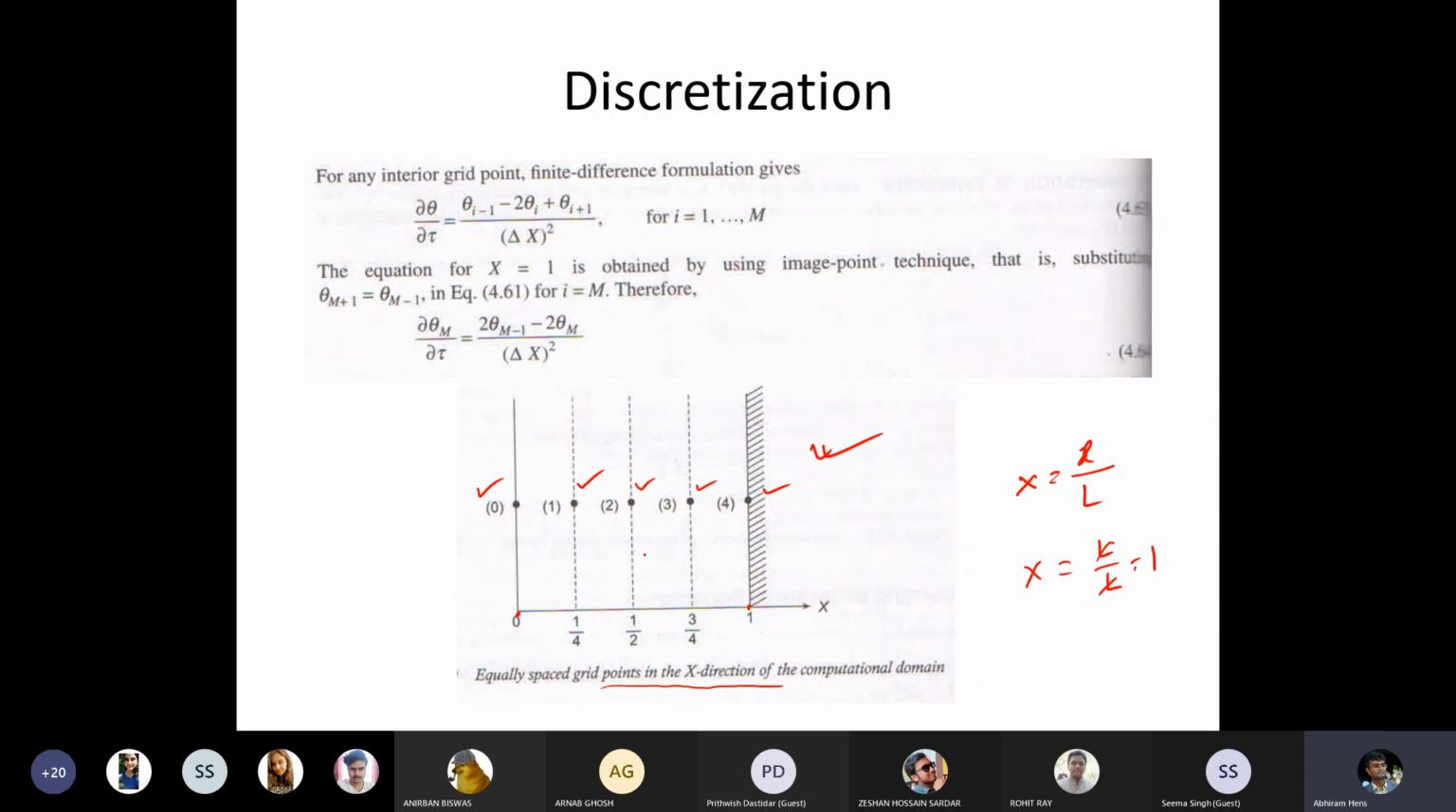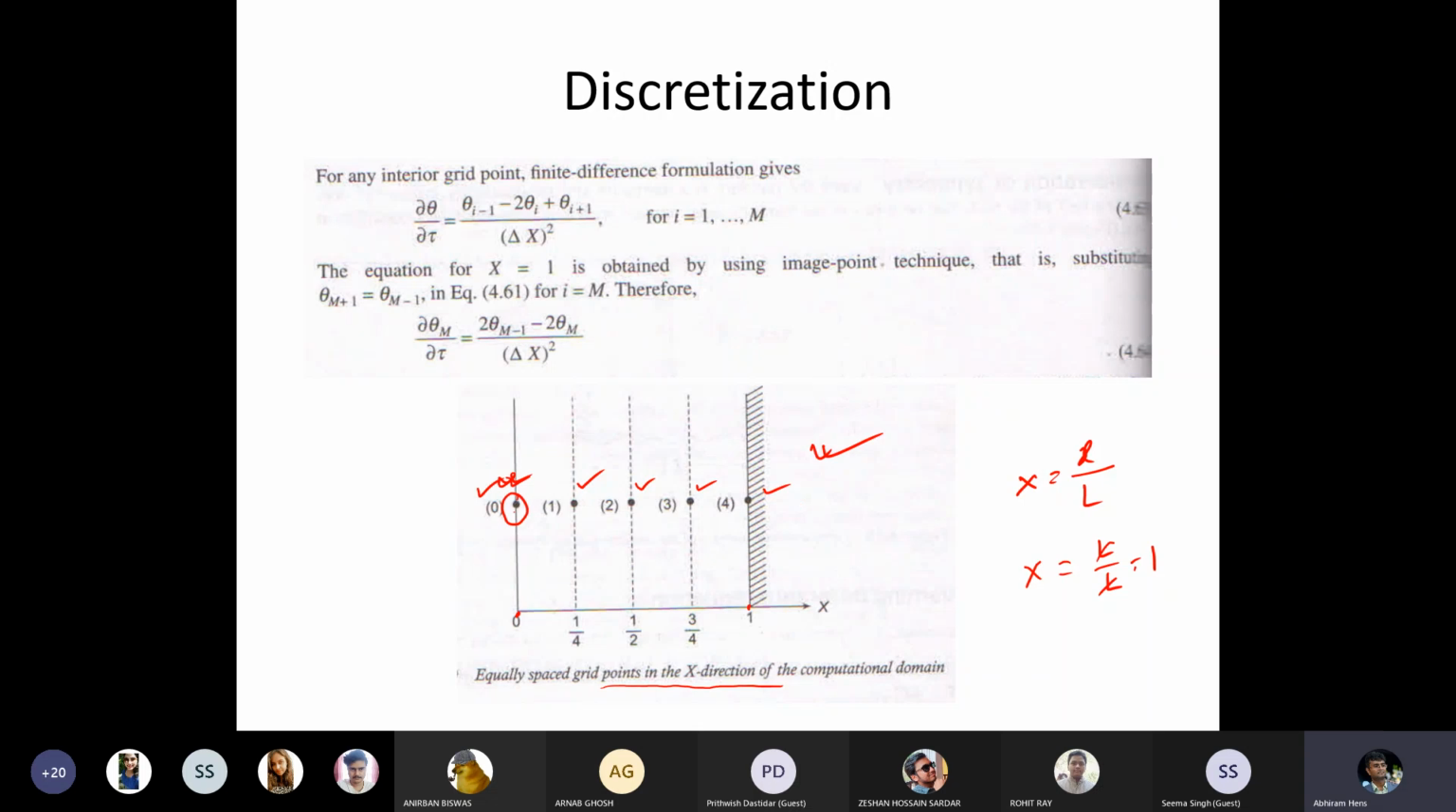So why am I stating 4? Because at this particular point the value is known. Your Dirichlet boundary condition is given at the left hand side. So at this point we know the variable, the temperature is known here, and the others are unknown. So T1, T2, T3, T4, these four are unknown. So we need 4 equations. We need to write the governing equation at these 4 different points.